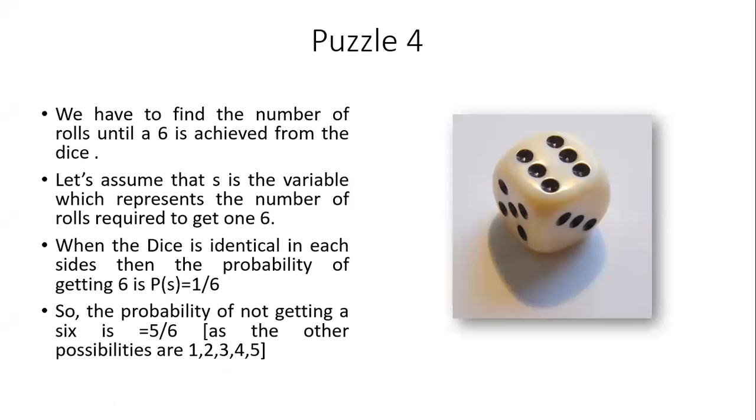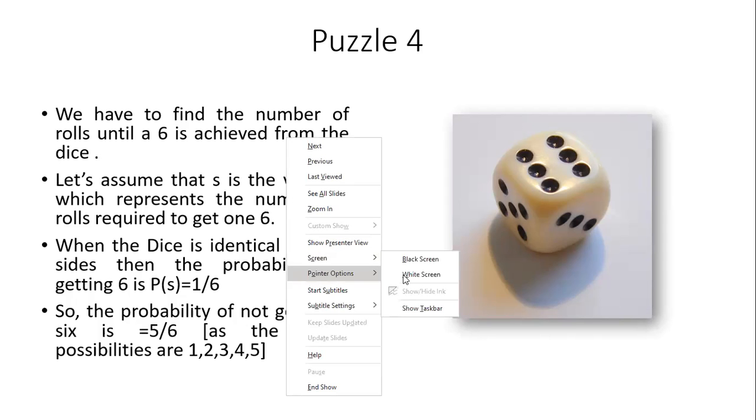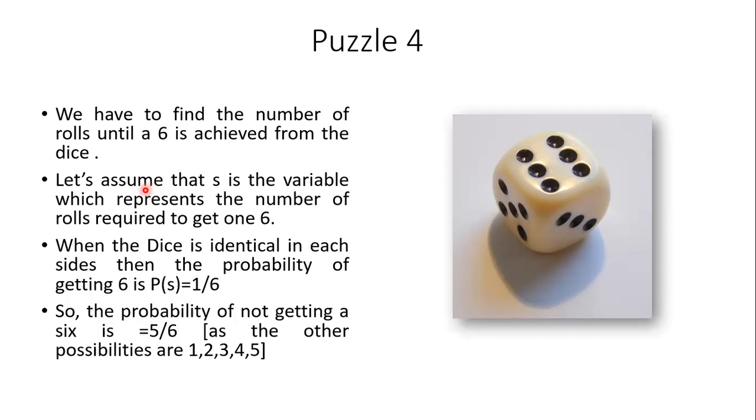First, we have to find the number of rolls until a six is achieved from the dice. So let's first assume that S is the variable which represents the number of rolls required to get a 6.